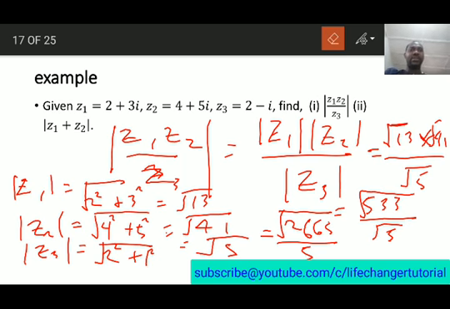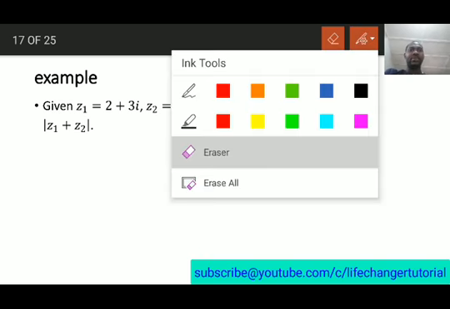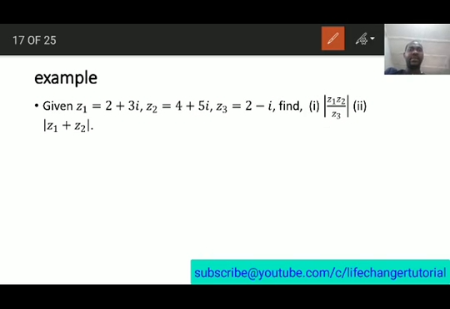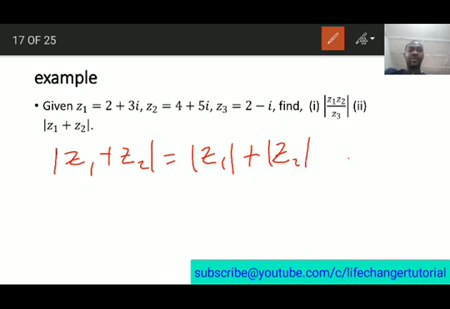We are asked to find the absolute value of z1 plus z2. Now, don't allow your village people to tell you that this is the same thing as the absolute value of z1 plus the absolute value of z2. That is a demon. You bind it. They are not the same. Remember, it's supposed to be less than or equal to. So now, how do we treat this? You just treat it directly the way it is there.